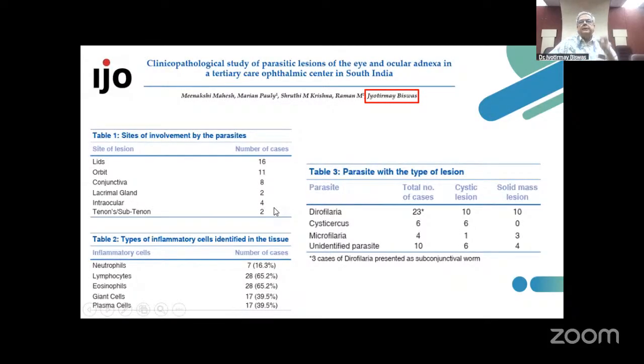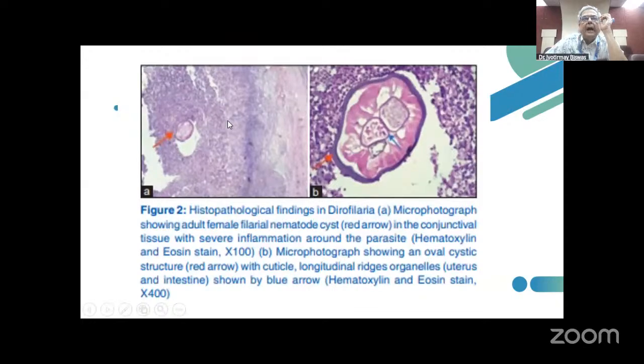So a clinicopathological study of the parasitic eye and orbit we have done. Most of the disease is in the lid and orbit. Cysticercus intraocular is less common, and Tenon cyst is also seen. And this is a Dirofilaria. You can see that parasite; if you don't remove it, it produces such an intense reaction in the eye that it produces inflammation and structural damage to the eye.